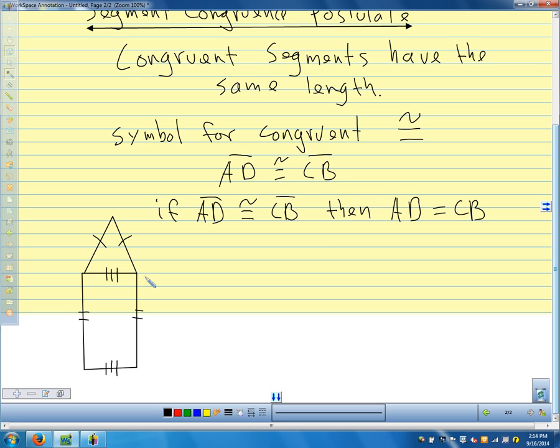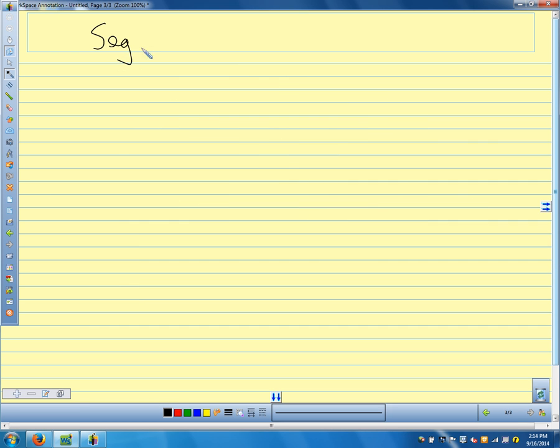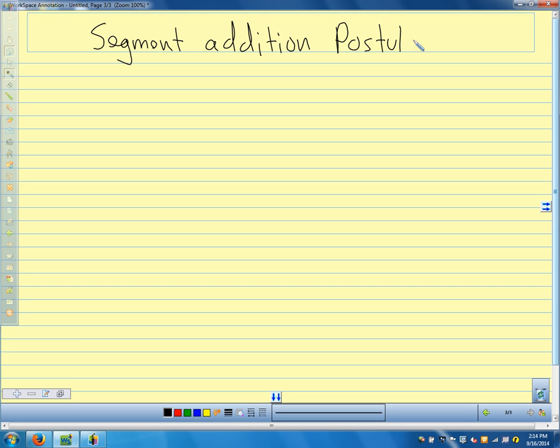All right, so now we know when segments are congruent and how we tell if they're congruent. Let's talk about how we find their length. Now we want to know how we combine lengths. So our next postulate is called the segment addition postulate. It sounds kind of complicated, it's really not that complicated.